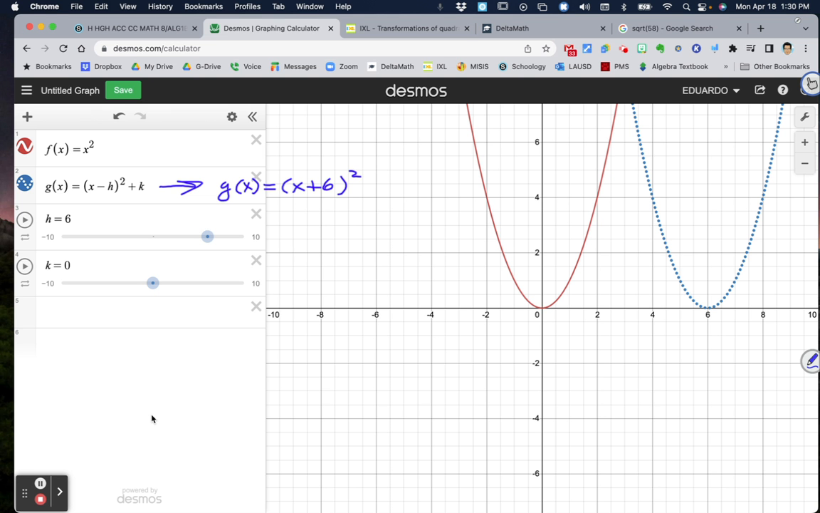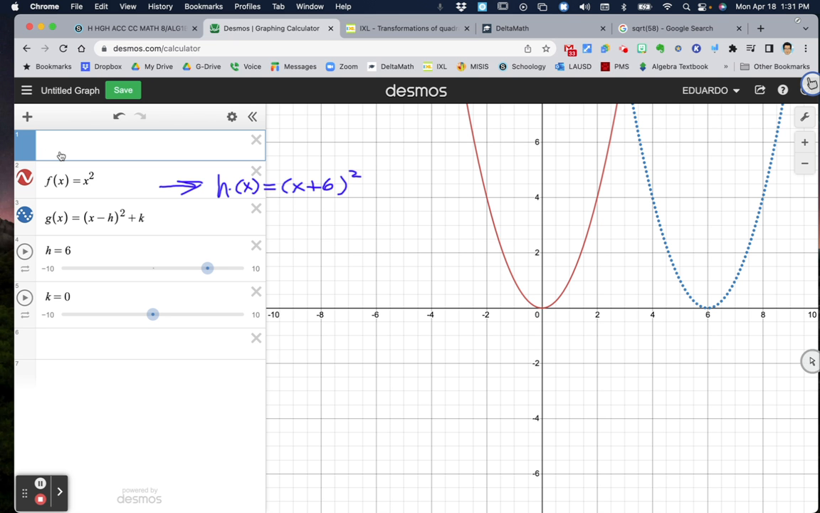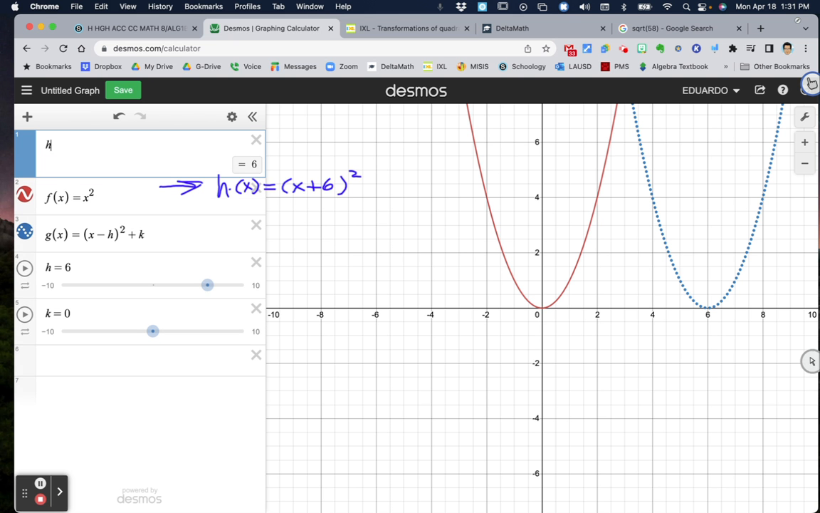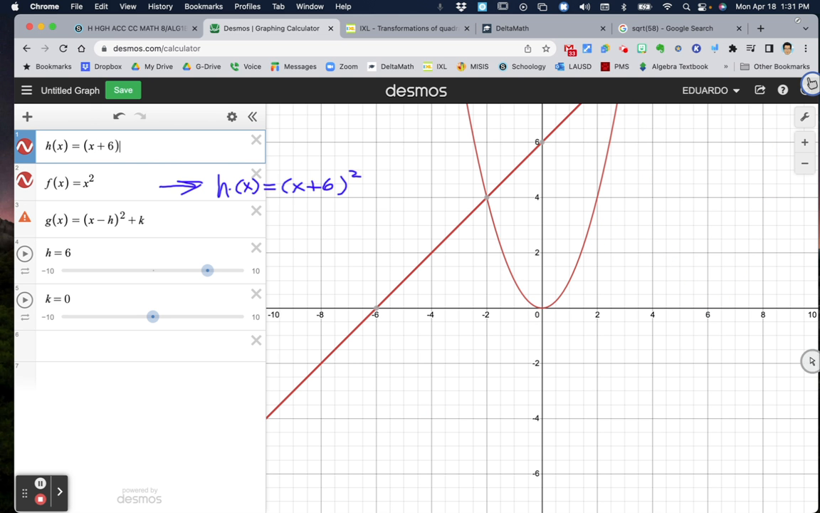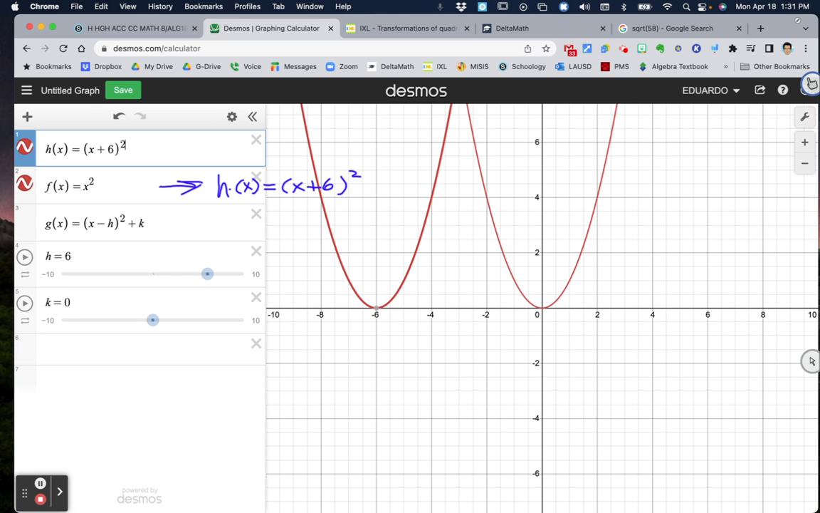Let's test it out. Well, I'm going to call it h of x. And I'm going to add that. So let's all add that up here. Let's call it h of x, and then equals, parentheses, x plus 6. This is going to be kind of our play around one. Squared.